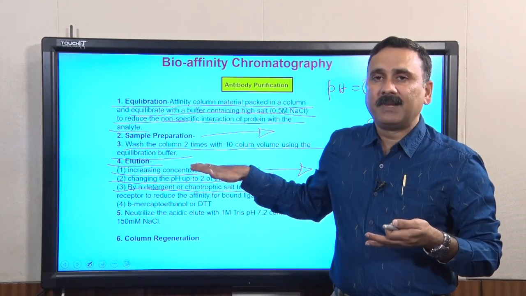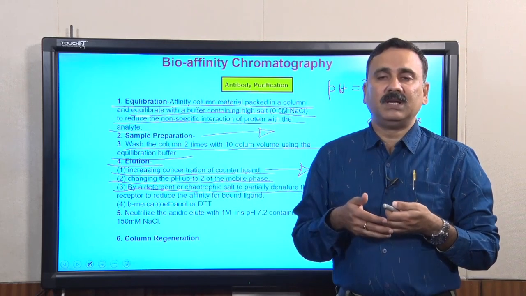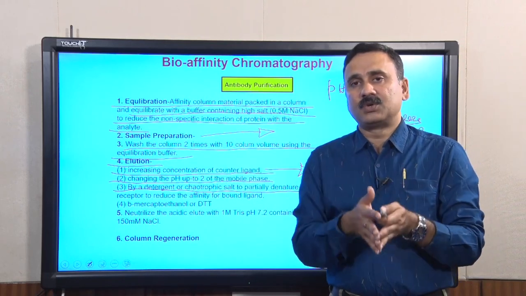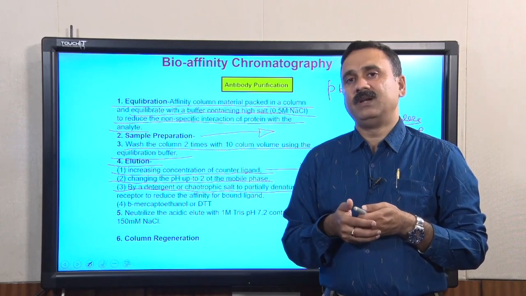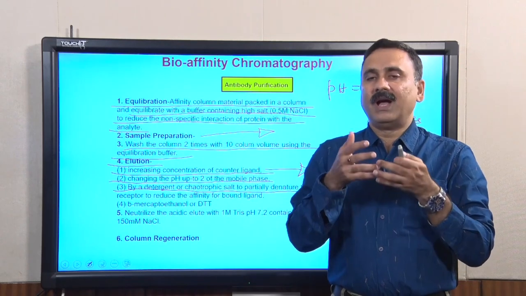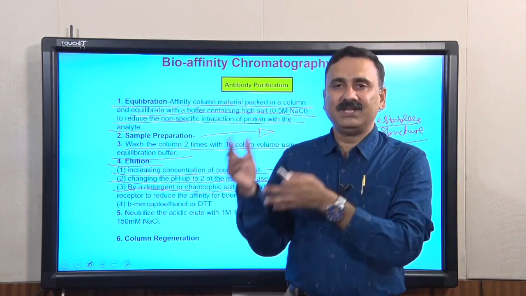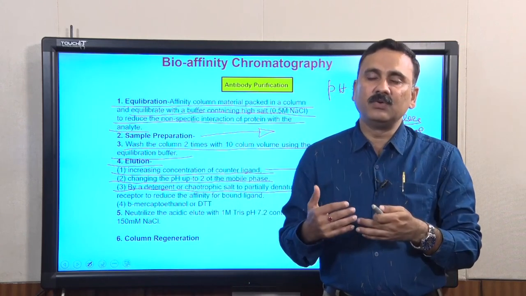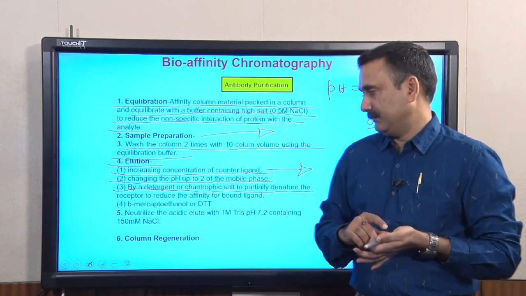So, once you supply the urea or guanidium HCl, you are going to destroy the three-dimensional structure of the antibodies, and in that process the antibody is going to have reduced affinity for the antigen, and that is how the antibody is going to be eluted from the column.